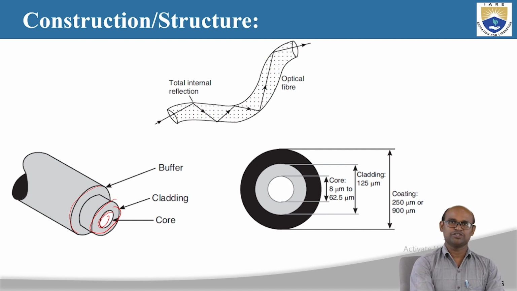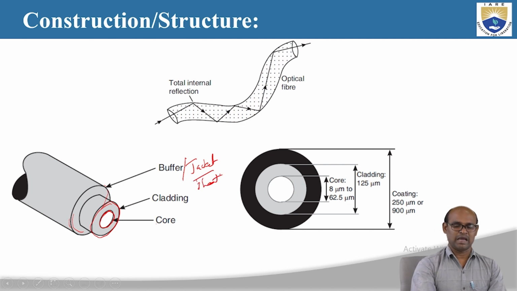You can see the first one, the innermost cylinder, is the core. The next to the innermost is the cladding, and the outermost layer is called the buffer or jacket or sheath. Basically, it protects the fiber from environmental damages or contaminants.